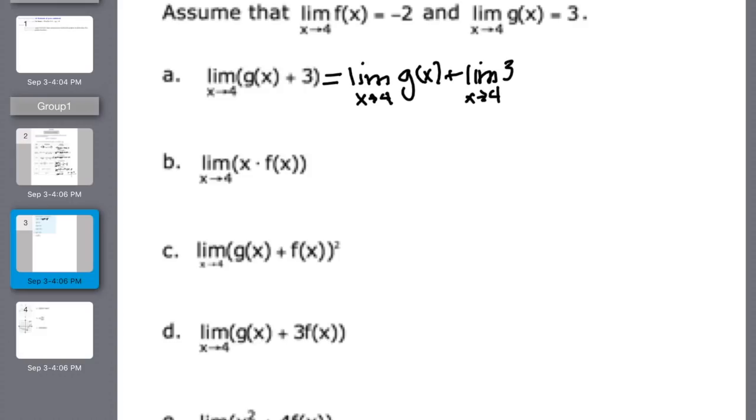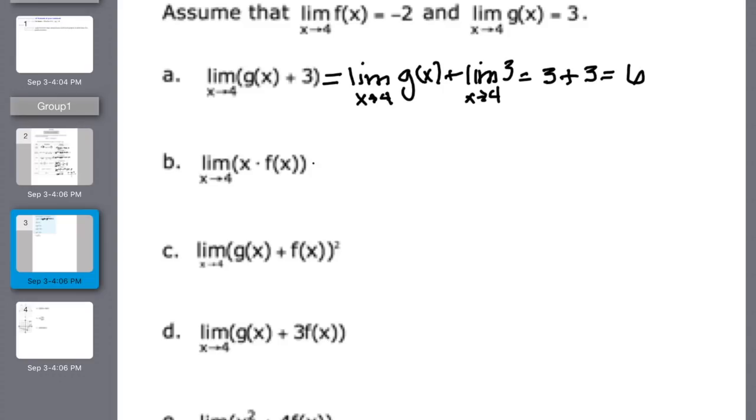Okay, that's that sum and difference rule. I know the limit as x approaches 4 of g(x) from above is 3. And I know that the limit of a constant, because 3 is a constant, no x variable, the limit of a constant happens to be the constant itself, and then that sum is equal to 6.